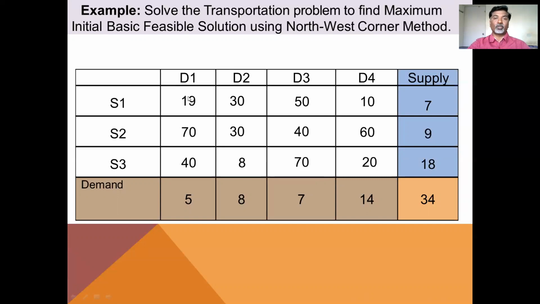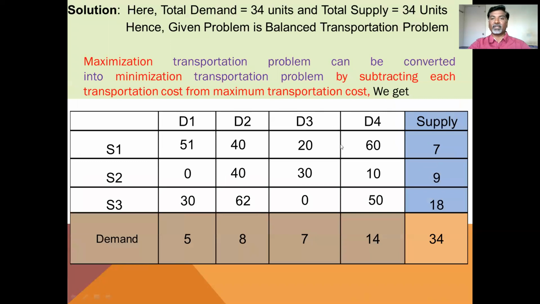So before that, to convert the problem from maximization to minimization, what you have to do? You have to check the maximum cost, and from that cost, all other costs you have to subtract. When you do this, you will get the maximization problem converted into minimization problem. Then you can solve using NWCM. So when you subtract the values, what you will get? 70 minus 19, 51. 70 minus 30, 40. So here we will get the converted cost matrix, which is in minimization form.